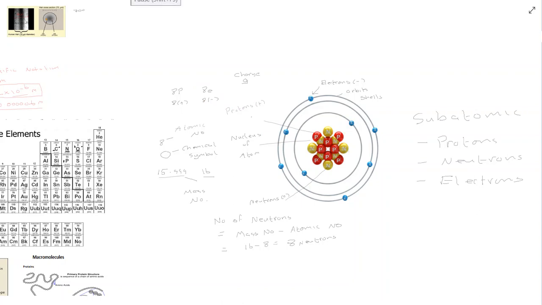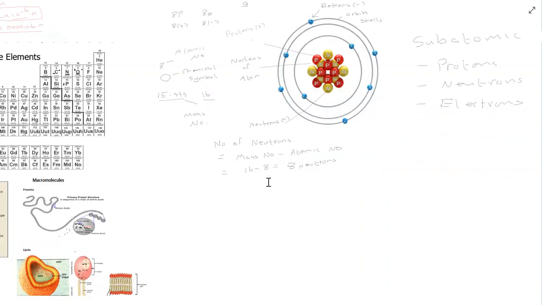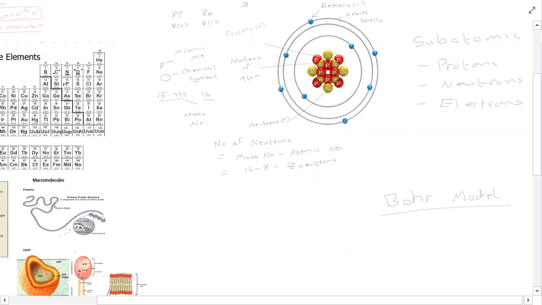Now, scientists like to be able to represent elements and look at them and talk about them, so they like to use different types of models. One model is what's known as the Bohr model, B-O-H-R. So it's called the Bohr model.